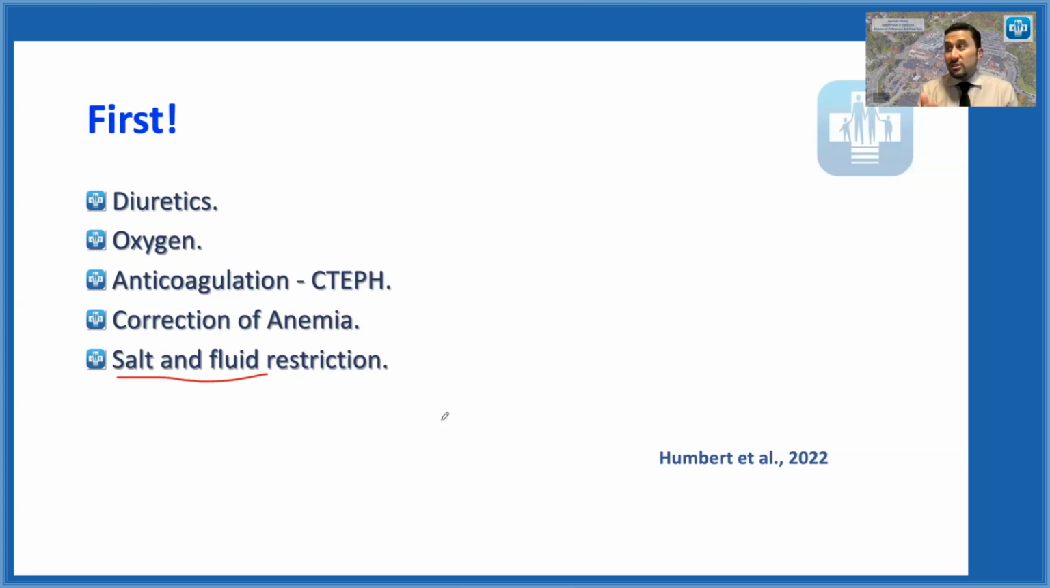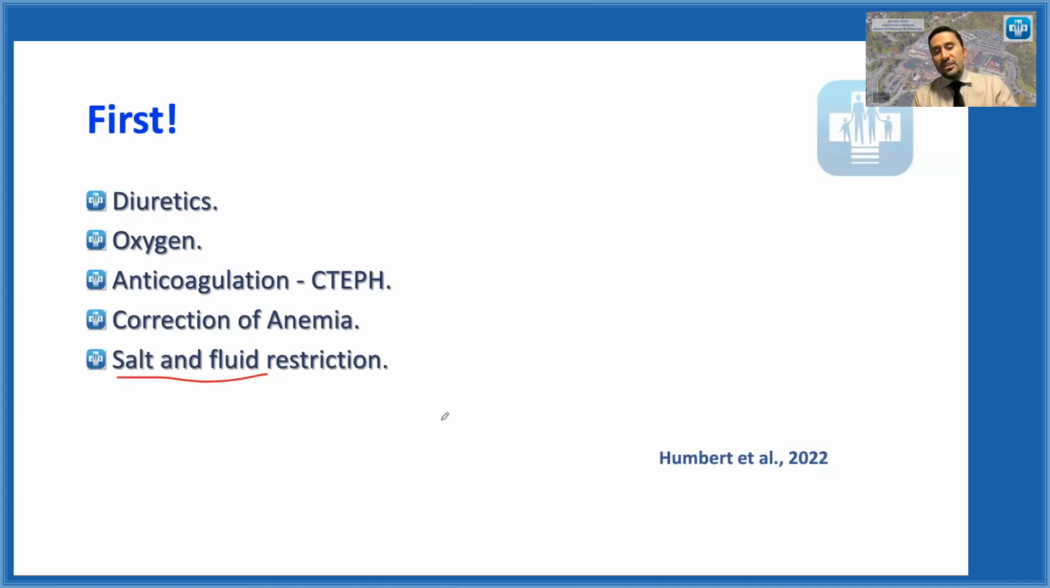Adding to that, salt restriction. So sodium tends to keep fluids inside and it prevents excretion of that. So it causes more stagnation of fluid, more retention of fluid. So sodium is not a friend for any pulmonary hypertension patient.